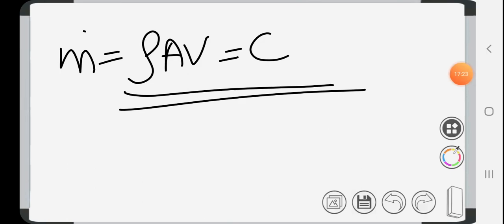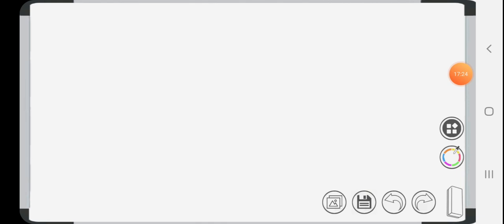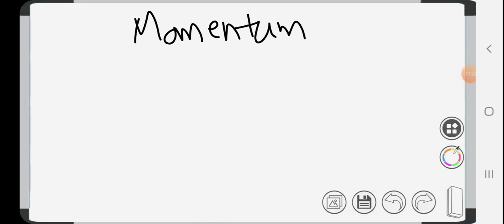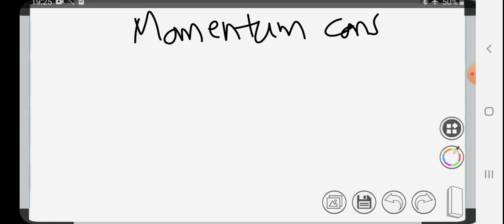Now that's it for mass conservation. Now we will move to momentum conservation.